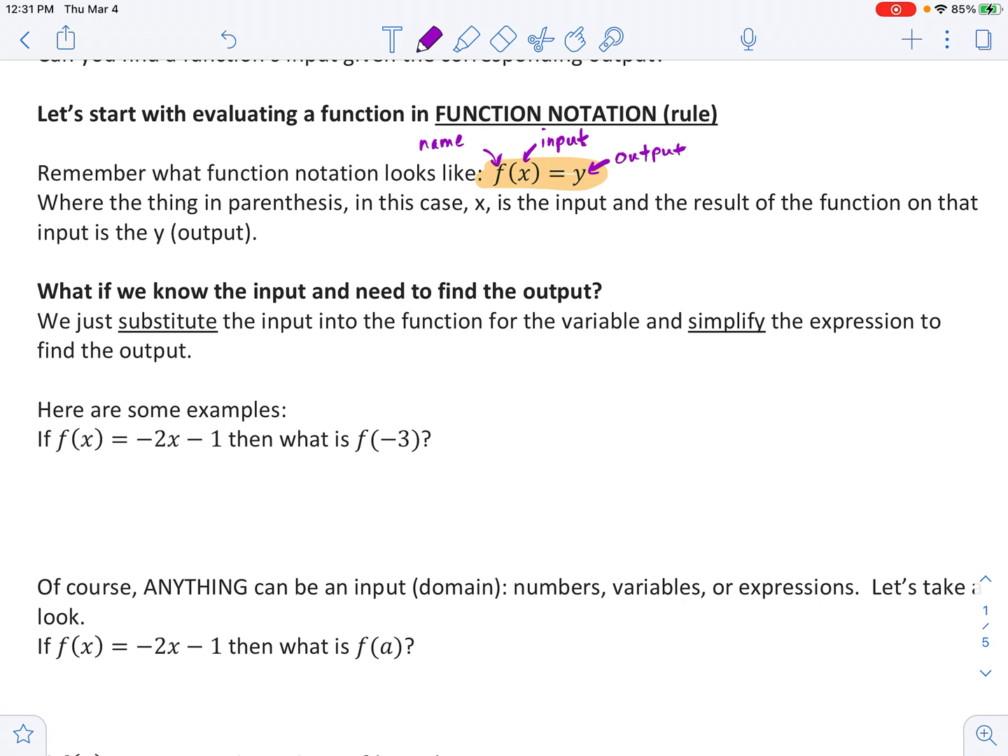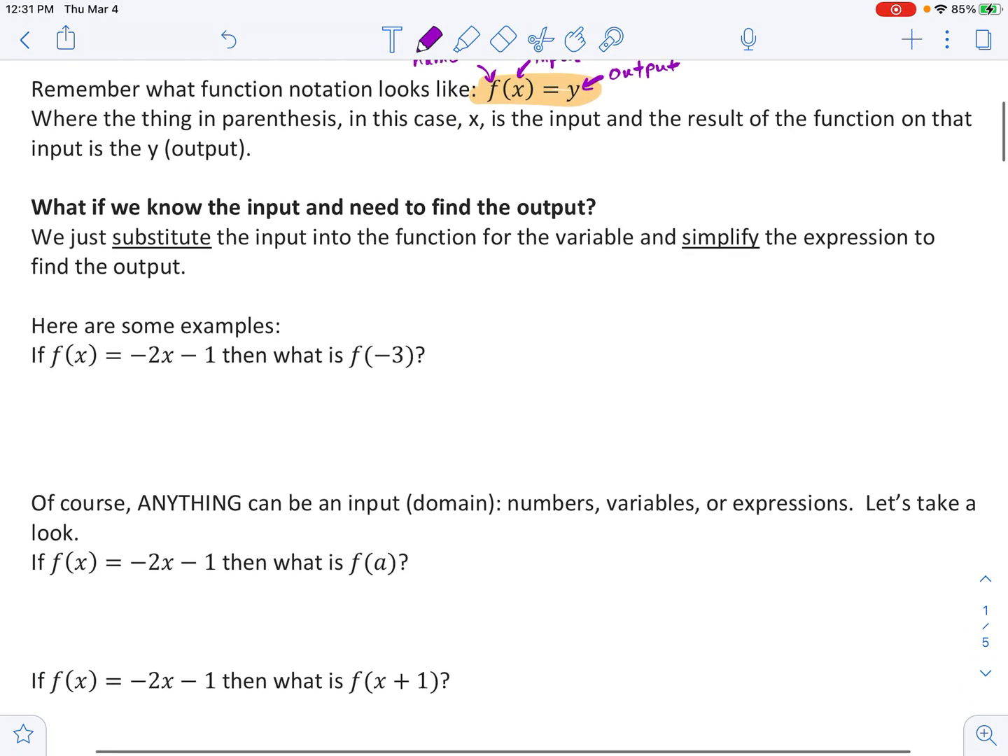All right, so x goes into the function, some kind of function is being performed on that x or that input, and out of the function comes y, or the output. So what do we do? How do we evaluate if we know the input and need to find the output? Well, remember that we're performing some function on the input value. So all we need to do is simply substitute the input value that we know into the function and get the output.